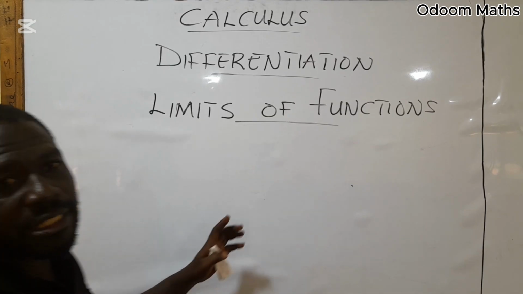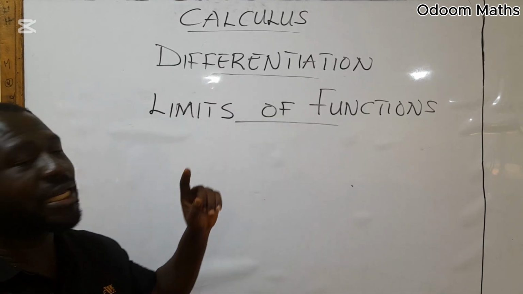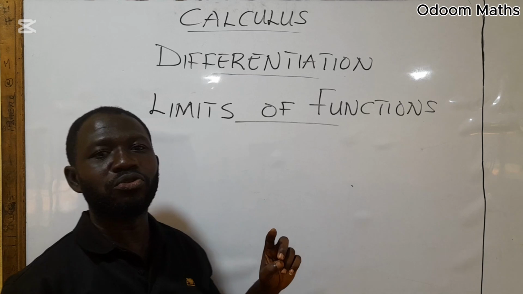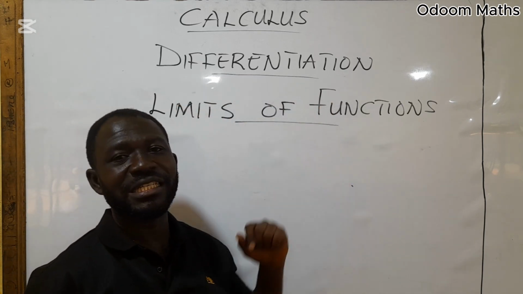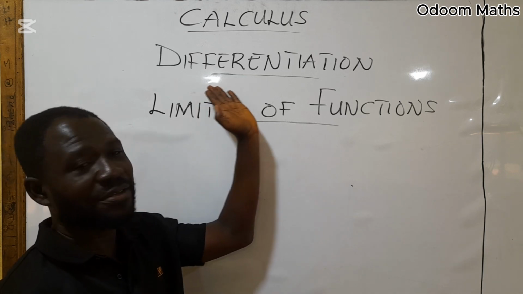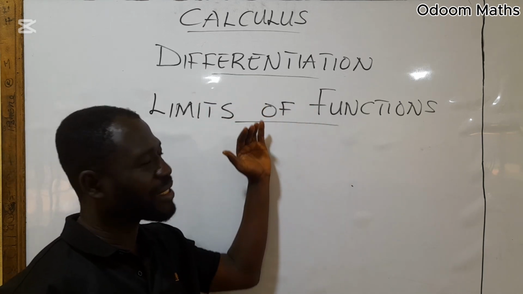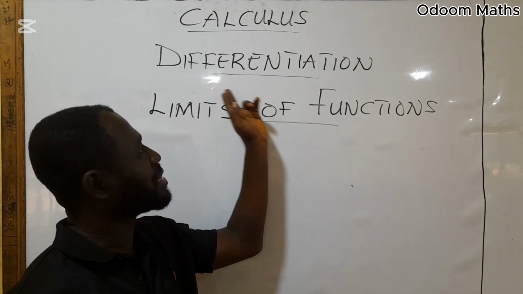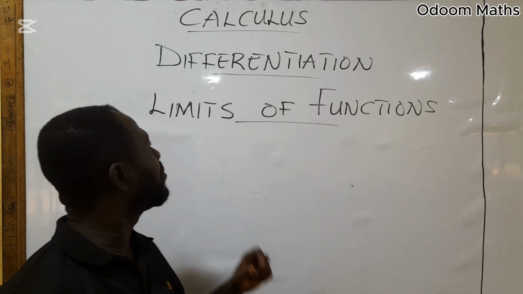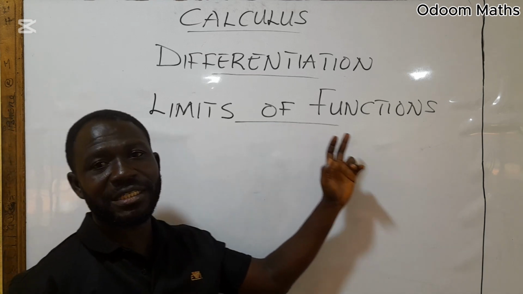Okay, so we are looking at calculus. And I said calculus is divided into two main groups, that is differentiation and the other one is integration. So we are starting from differentiation. Then when we are done with all subtopics under differentiation, we'll go to integration and look at what is happening there also. Now, we are starting from limits of functions.